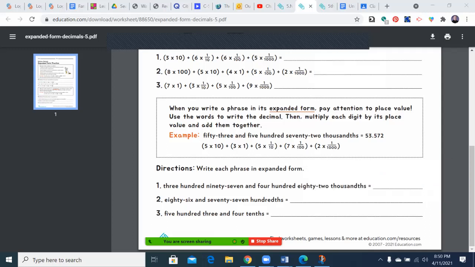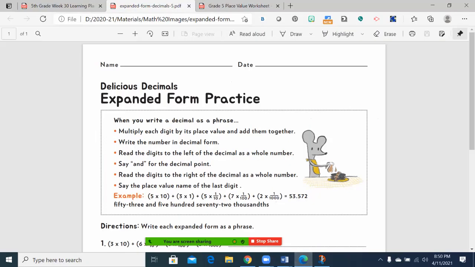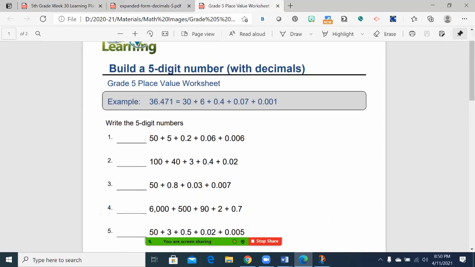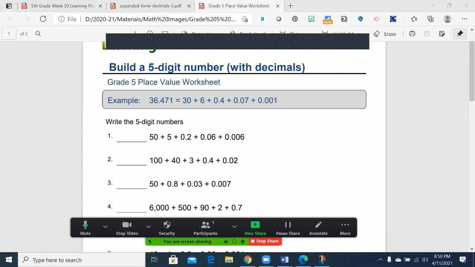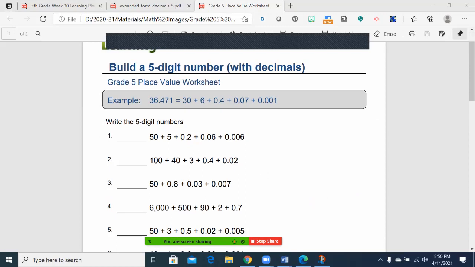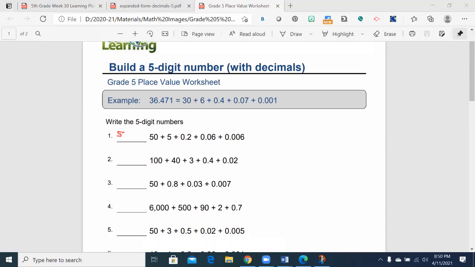I will tell you that you will see it occasionally written like this at place value here, where they've kind of put it already together. This is more a way you might see it at a higher level. So 50 plus 5 is 55. Decimal point. And you see this is 2 in the tenths, 6 in the hundredths, 6 in the thousandths. So I take my non-zero digits, 2, 6, and 6. And I end up with 55.266, or 55 and 266 thousandths.